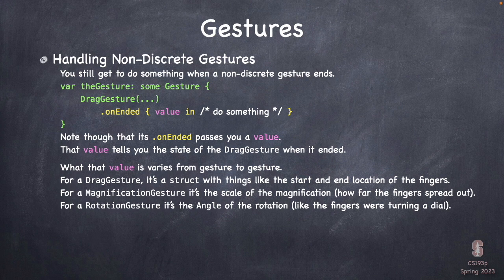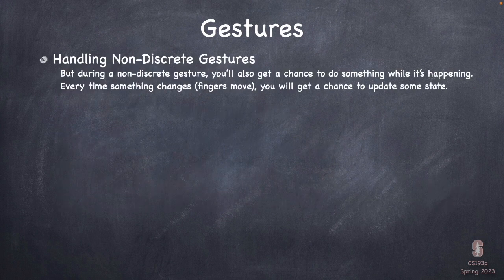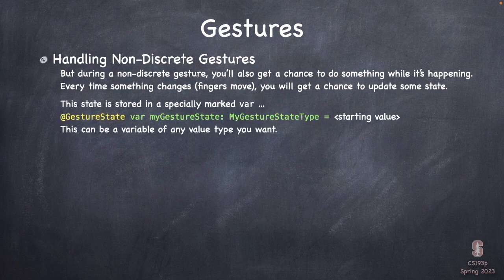When .onEnded happens, the drag happened, the pinch happened, whatever, and it ends. Ending means the fingers left the screen. They got lifted off the screen. And you get told via .onEnded, here's what the state of the world was when it ended. But what about during the gesture? Fingers are moving on the screen. At that time, you get a chance to update some state. And the state is stored in a special @GestureState var. It's called an @GestureState. Now this is different than @State. @GestureState is still like @State in that it can be any value type you want, int or float or a struct, your own enum, whatever you want.